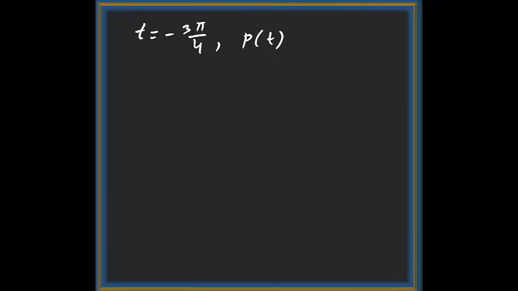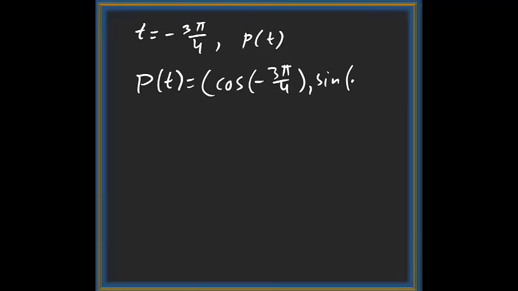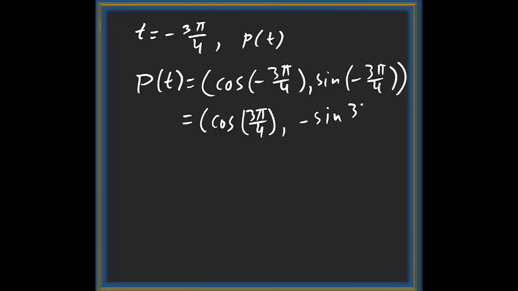We are taking another example. Say your t is negative 3 pi over 4. You need to find PT. So we know that PT is cosine negative 3 pi over 4, sine negative 3 pi over 4. So use the concept of even and odd functions. So cosine negative will go away. So you have cosine 3 pi over 4, and this one you have a negative, and then sine 3 pi over 4.